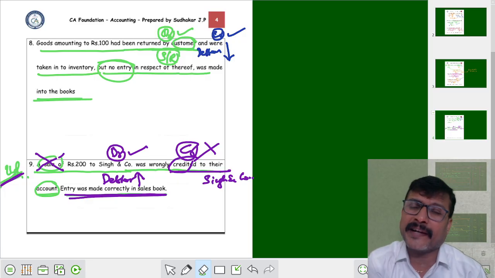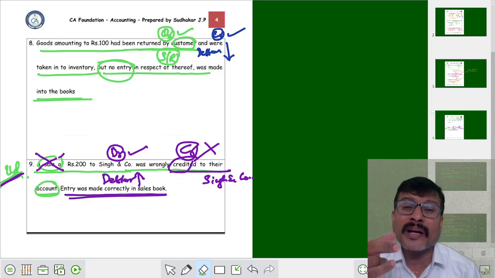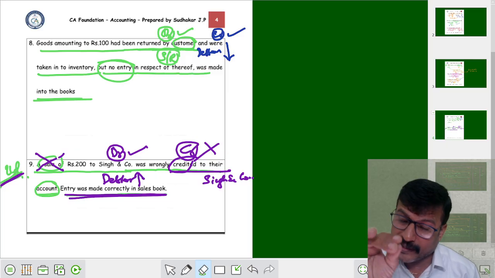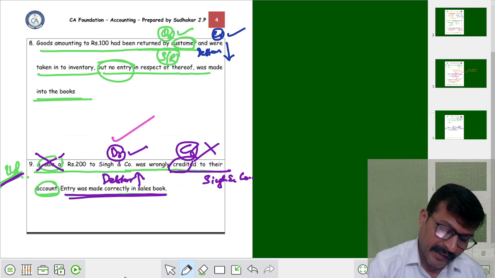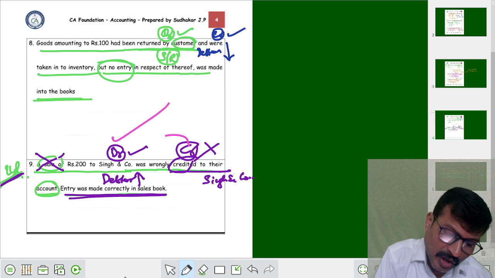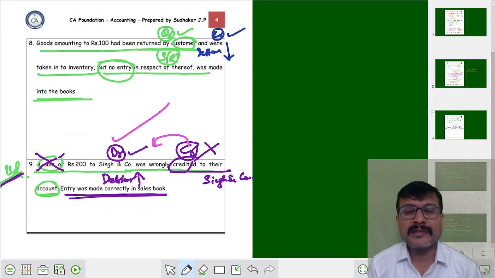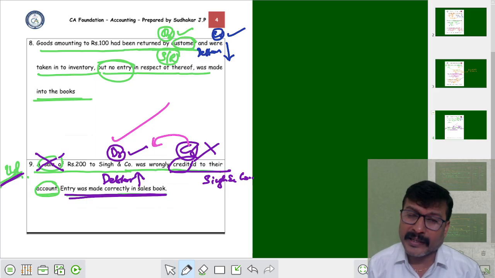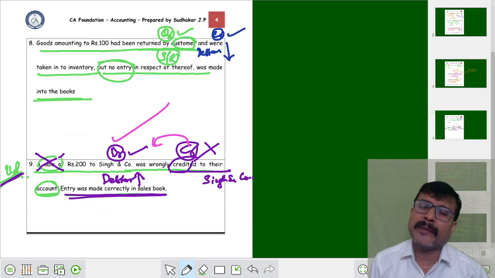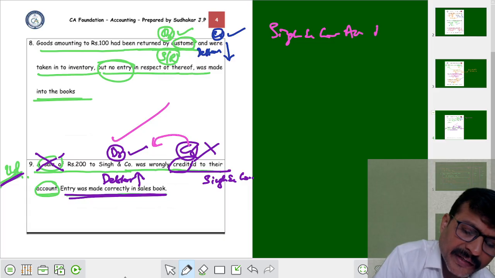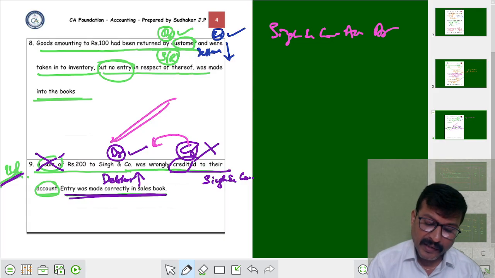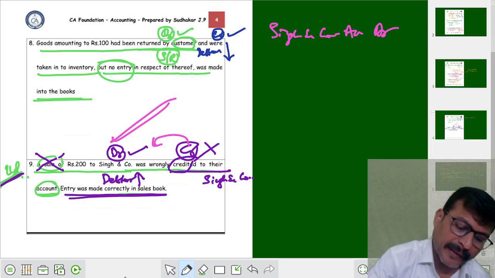You put the correct entry in sales account. Where did you go wrong? Instead of debiting Singh and Company, you have credited Singh and Company. Now what is your rule of rectification? Keep the correct in the same place, shift the wrong in the opposite place. Singh and Company is to be debited; this Singh and Company wrong credit should also be put on the debit side. So the entry is what? Singh and Company account debit. Oh, this is correct. Again, Singh and Company credit, bring that also to debit.